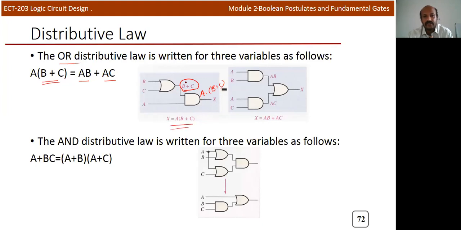And instead of that, you can use another operation. First perform the AND operation by using A and B, and another operation by using A and C. These two outputs you can consider as the inputs of this particular OR gate. So you'll get AB plus AC.